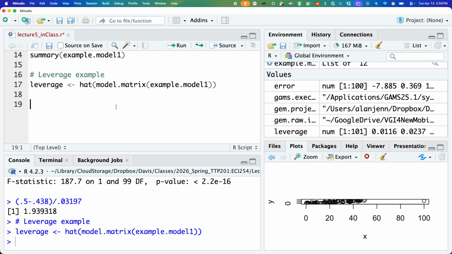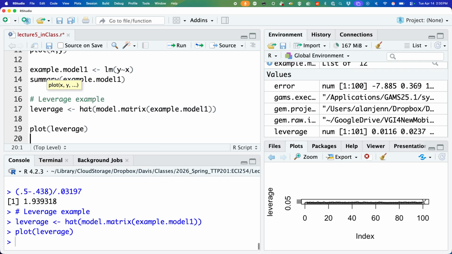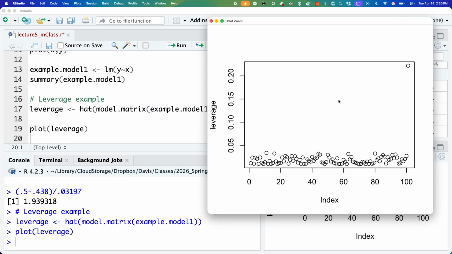And this will calculate the leverage values of every individual point in our data. So if I were to plot leverage, it would look something like this. It's just going by the index value wherever it shows up. We added this last, right? And so it just happens to be the last point in the index. And here, remember, leverage is always between 0 and 1.